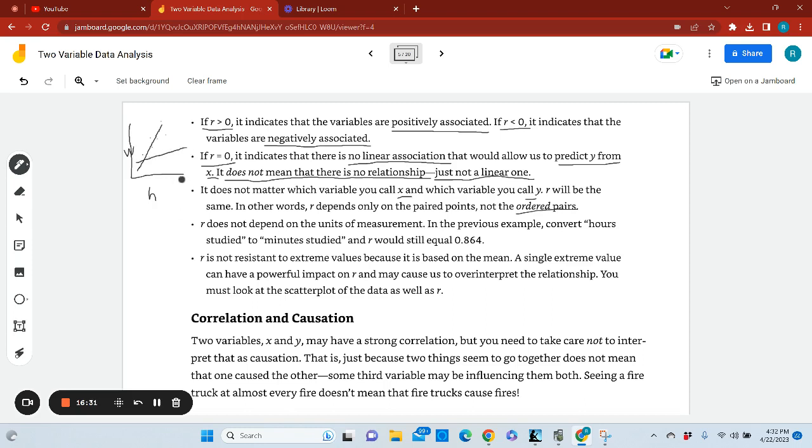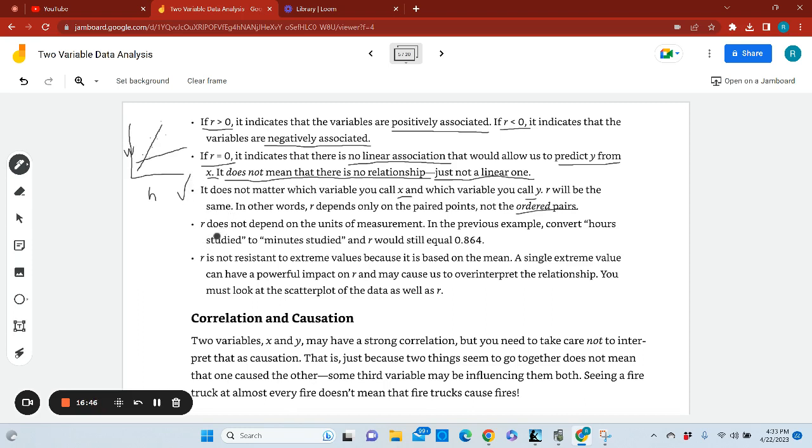But the correlation remains the same. In other words, the relationship between the two variables doesn't change if I switch which axis I plot them on. So that's important to remember. This one's important to remember right here.